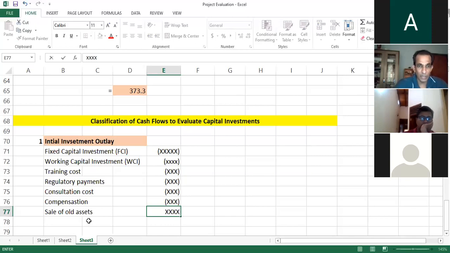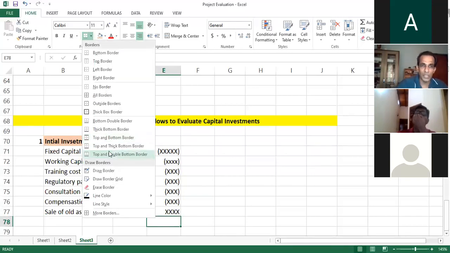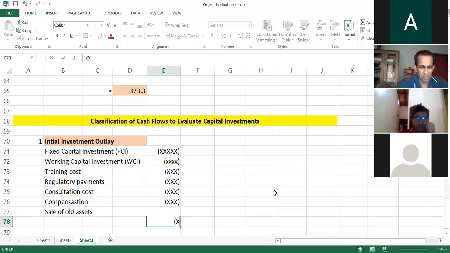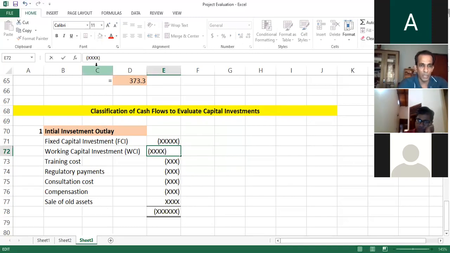These are a few examples, but there can be more. Usually the initial investment outlay will be a cash outflow. There may be certain inflows, but mainly most of the cash flows included under this category will be outflows. And for all the projects, all these points may not be applicable. Only a few cash flows may be applicable for different projects.